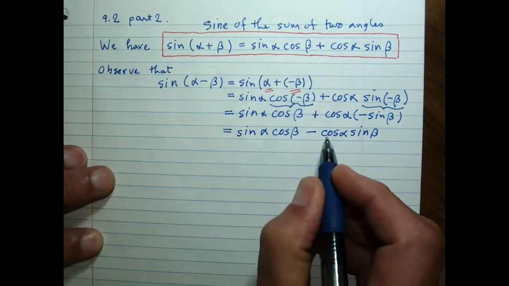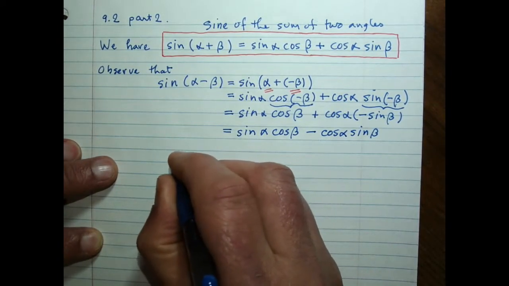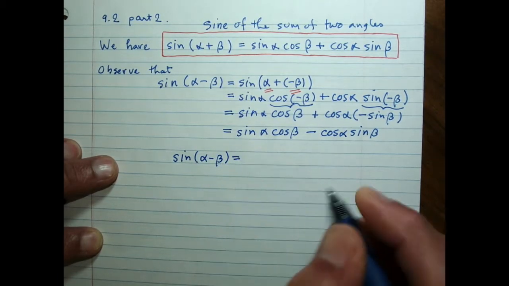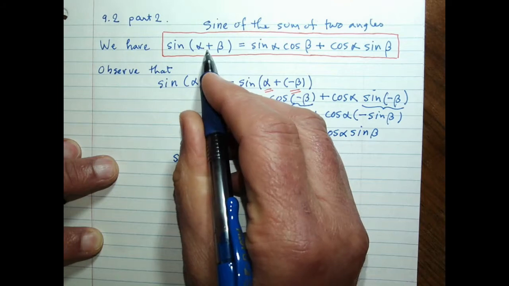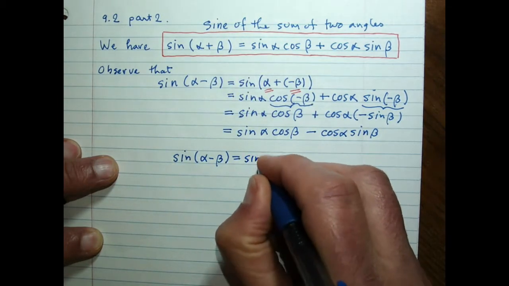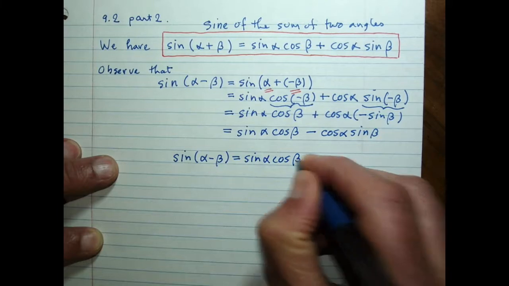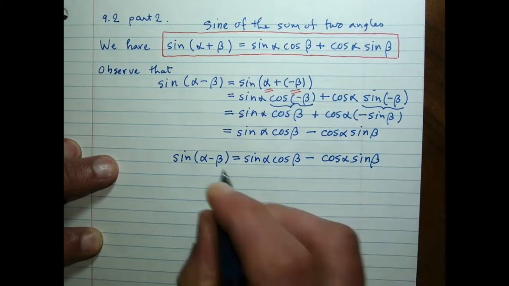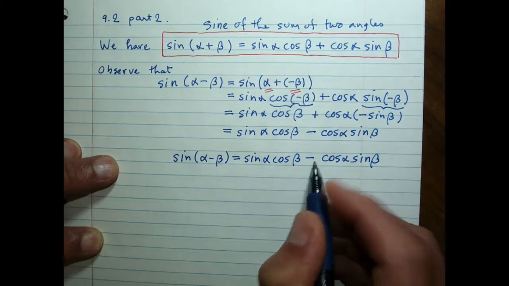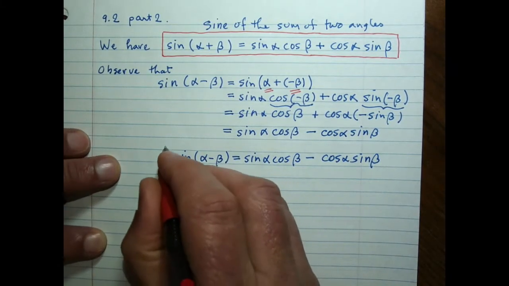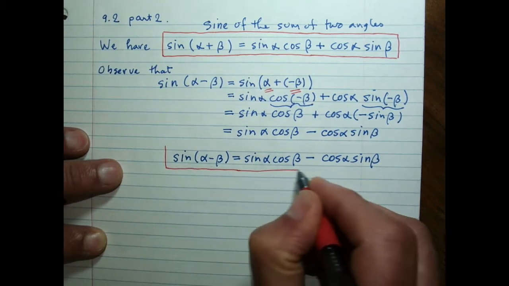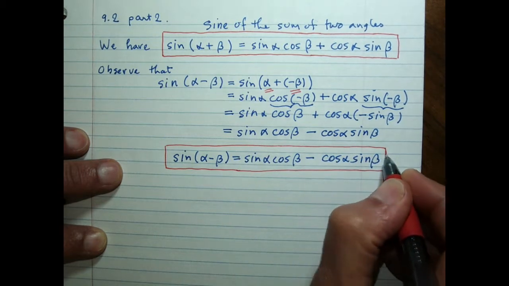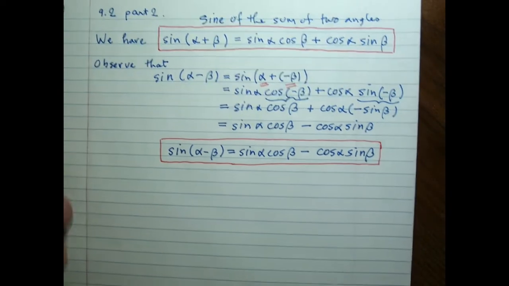And so let's sum up what we have here. We have sine of alpha minus beta has its own formula. It's very similar to sine of the sum. Sine alpha cosine beta minus cosine alpha sine beta. So when there's a minus sign here, there's also a minus sign here. This is called the sine of the difference of two angles identity. So it's our second major identity in this section.